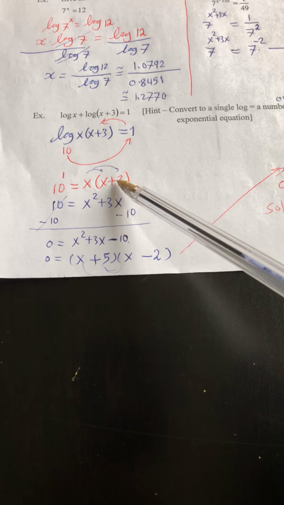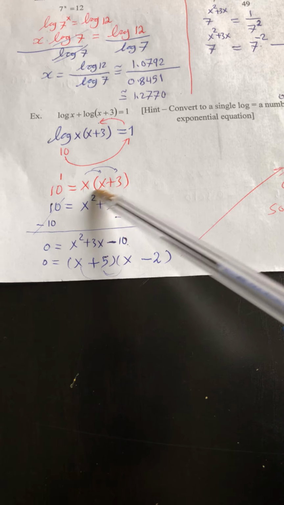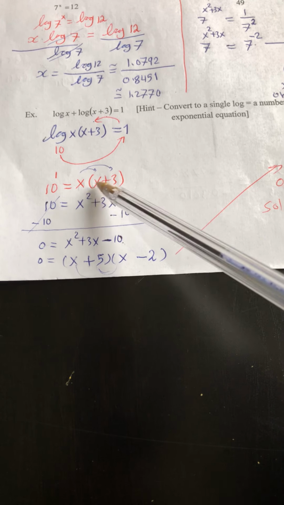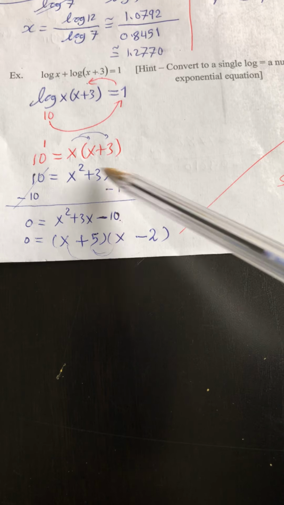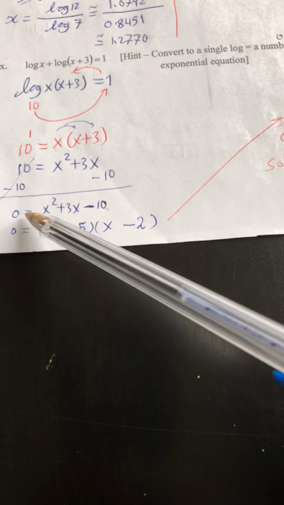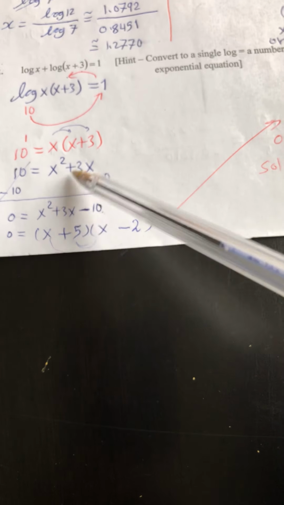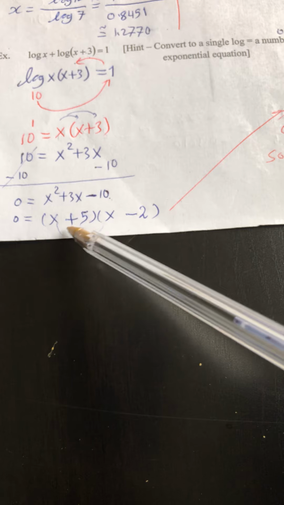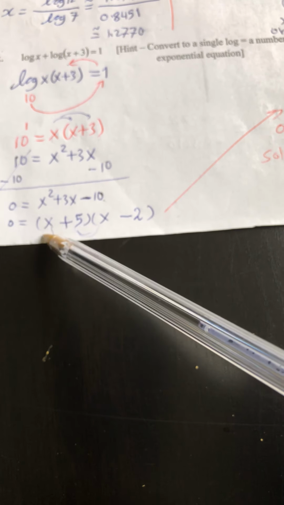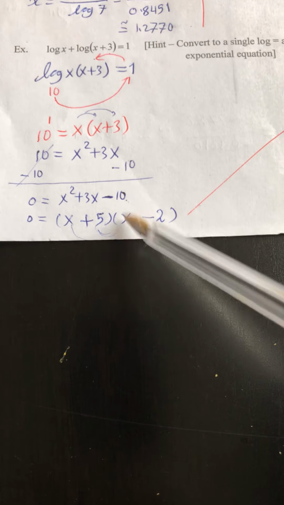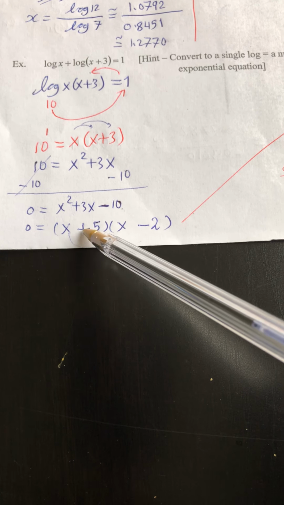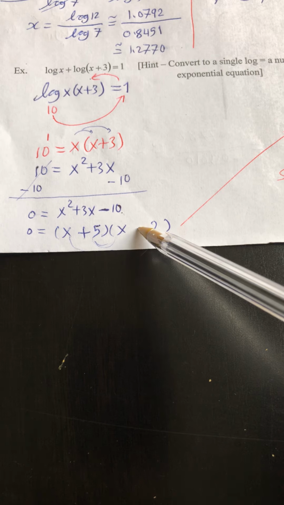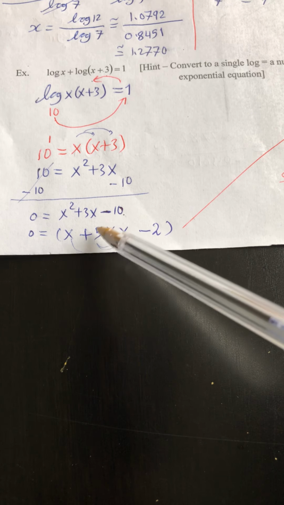Solve this equation. Use the distributive property. x times x is x squared. x times 3 is 3x. Subtract 10, so we get 0 equals x squared plus 3x minus 10. Factor this by trial and error. So x squared is x times x. If the sign of the last term is negative, then one binomial sign is positive and the other is negative. So 10 is 5 times 2.